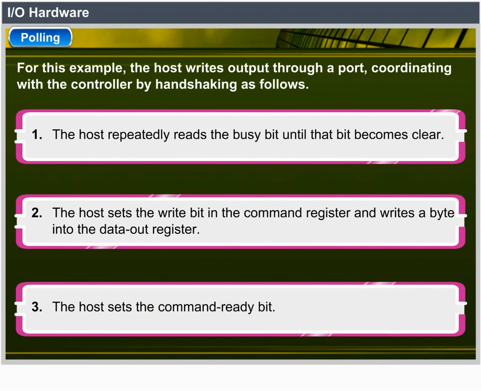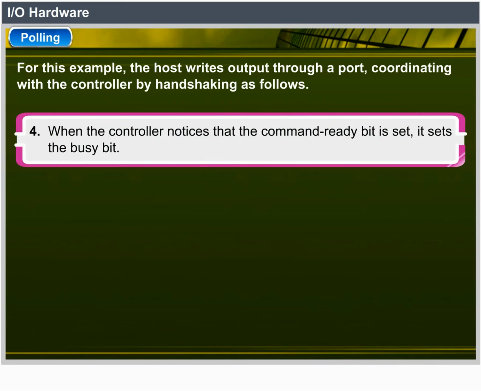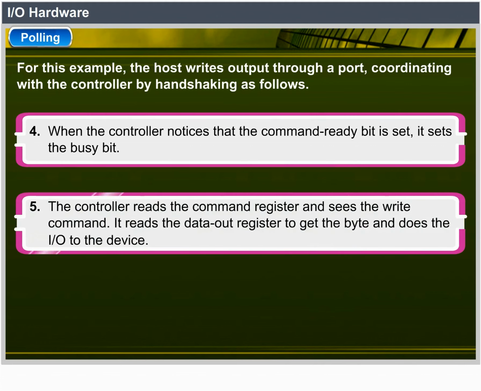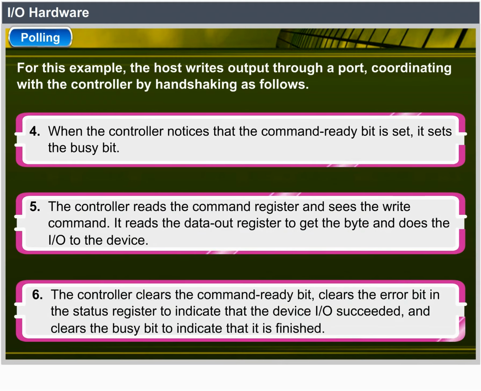When the controller notices that the command ready bit is set, it sets the busy bit. The controller reads the command register and sees the write command. It reads the data out register to get the byte and does the input-output to the device. The controller clears the command ready bit, clears the error bit in the status register to indicate that the device input-output succeeded, and clears the busy bit to indicate that it is finished. This loop is repeated for each byte.